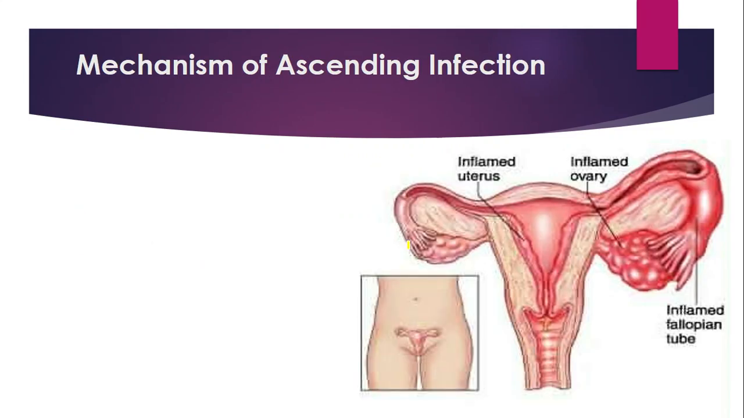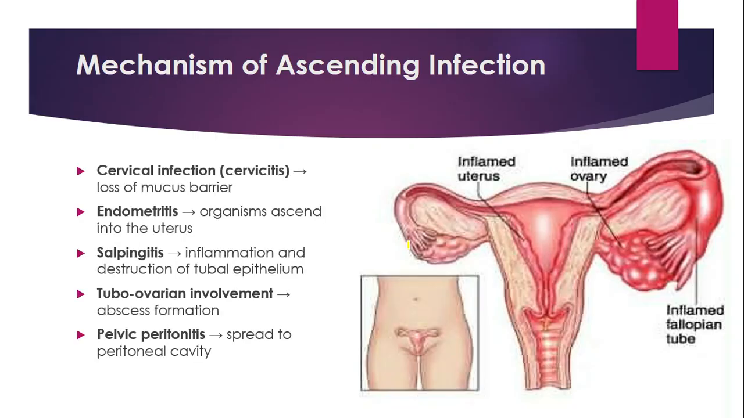So, what's the mechanism of ascending infection? Now, there's usually a cervical infection known as cervicitis, that's inflammation of the cervix. This would lead to loss of mucous barrier. The loss of mucous barrier would finally cause the ascension of the infection into the endometrium, resulting to endometritis. Organisms ascend into the uterus, causing inflammation of the endometrium known as endometritis.